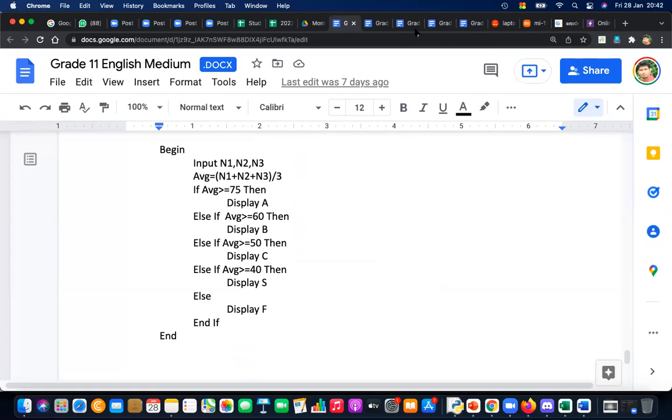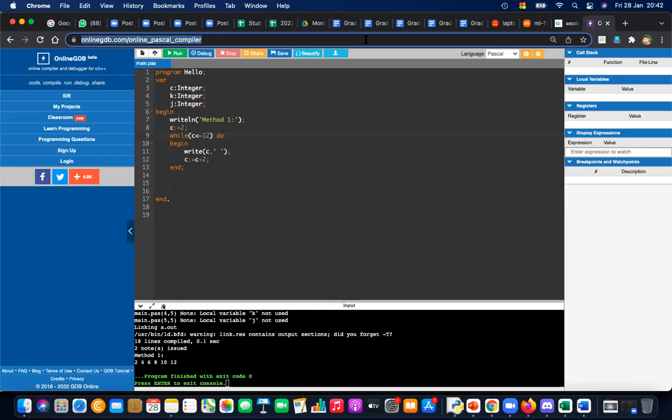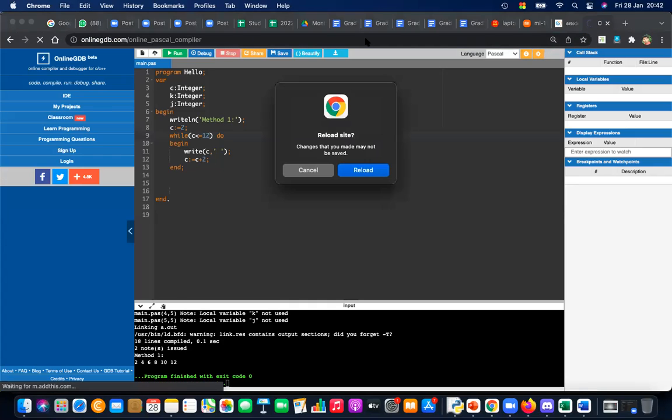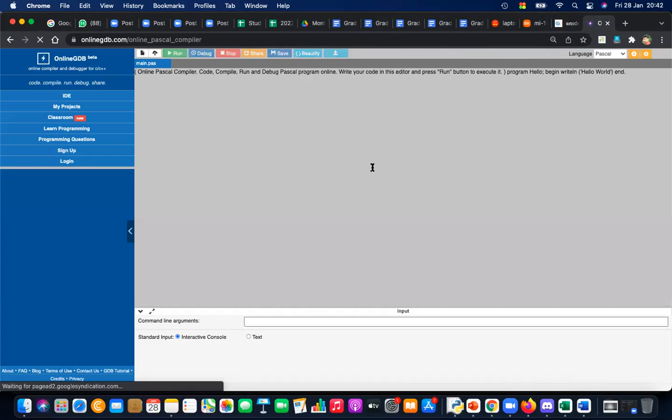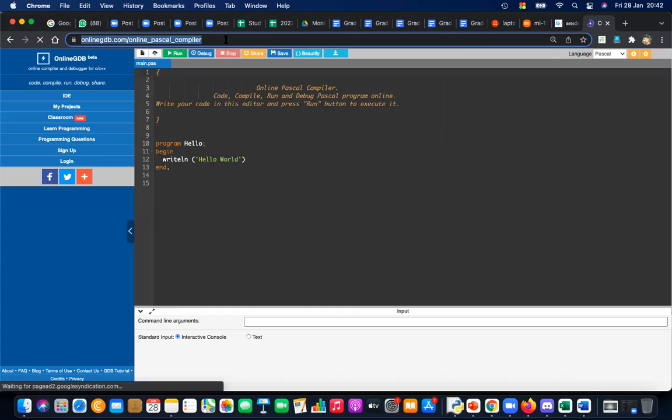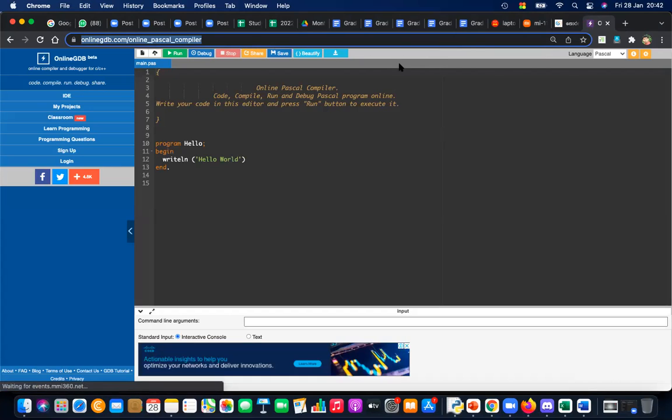Let's write the Pascal code according to the pseudo code given here. First of all, you can write the codes with me. To do that, you can use an online Pascal compiler or the GDB compiler, which is easy. You can do this using your mobile phone even, or using the computer. I'm sending the link to you. So let's start writing this with me.